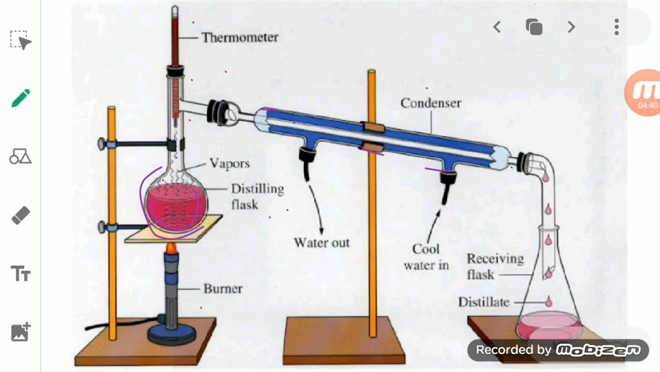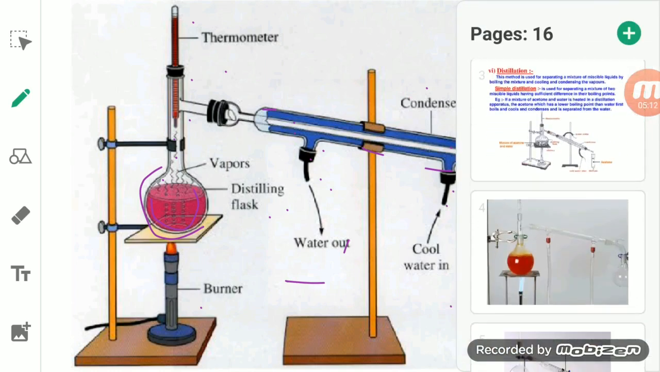Why are we using the term condenser? Condense means the gas gets converted into liquid. That is the process of condensation. The thing which helps in converting the vapor into liquid is known as the condenser. So it is a condenser. With this condenser, there are two pipes. The first one is the water out and the other one is the cool water in. So here one pipe is attached with it. Let me show you.